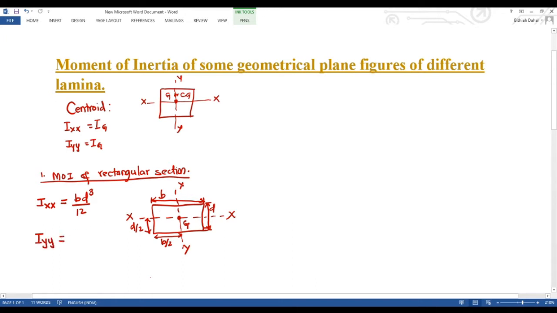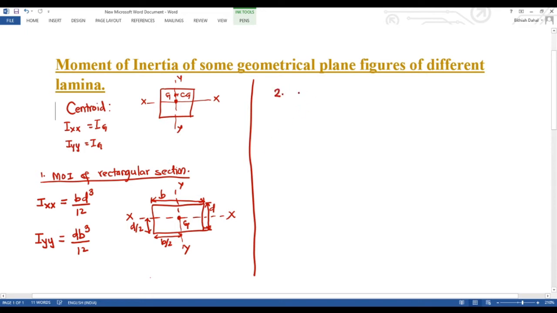And next I want to find the moment of inertia about the y axis. From the y axis I have the depth D running for this rectangular section. So my moment of inertia about the y axis will be DB cube by 12. So this is my moment of inertia of the rectangular section. Now similarly, let's look at another one.